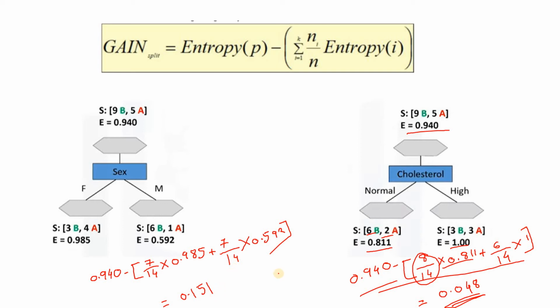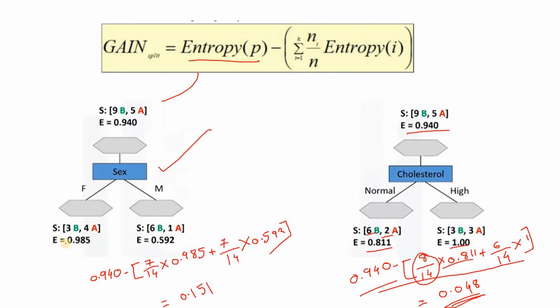Now see, we get more decrement in entropy if we split based on the gender column, or sex column. So for this particular stage, our splitting criterion should be this gender input feature. And what is the formula we are applying here? Entropy of P, that is the parent entropy, minus the summation over i equal to 1 to k. Here i denotes how many children are present. Like here there are 2 children, so summation over i equal to 1 to 2 of n_i, that is the number of elements at that particular node.